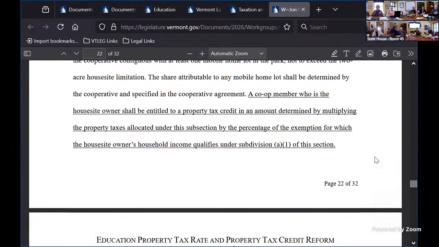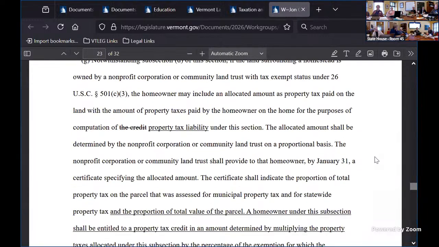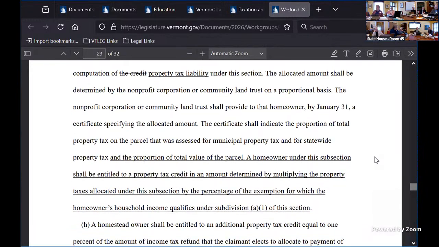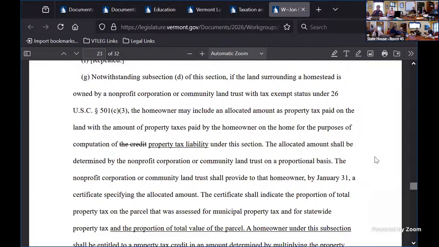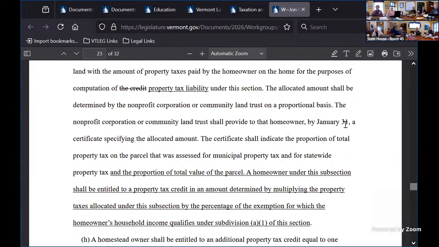Yes, yeah. Very similar provisions here for, if your homestead is owned by a nonprofit corporation, surrounding lands, community land trust, same style provisions here. So taking your exemption and multiplying by any allocated property taxes that you face.